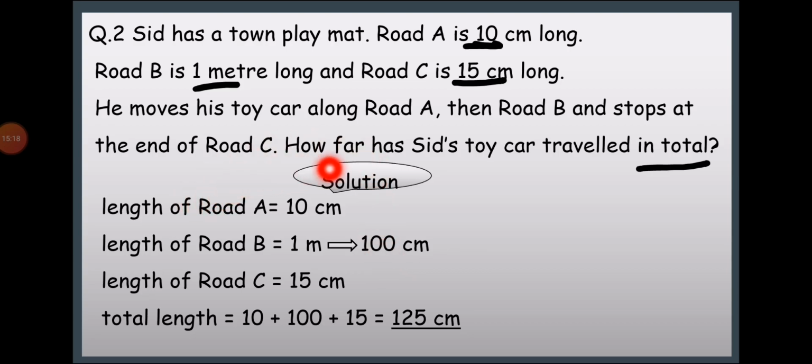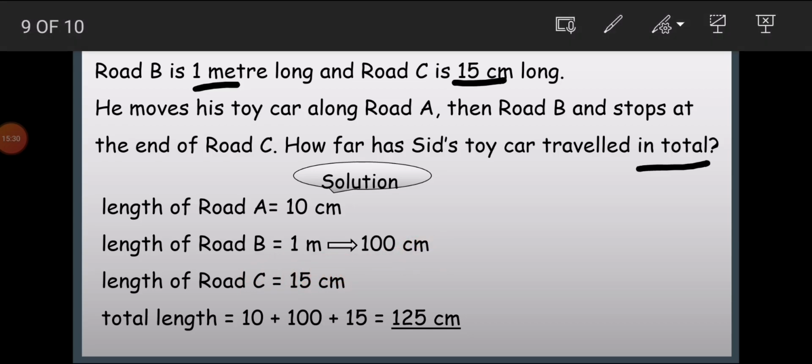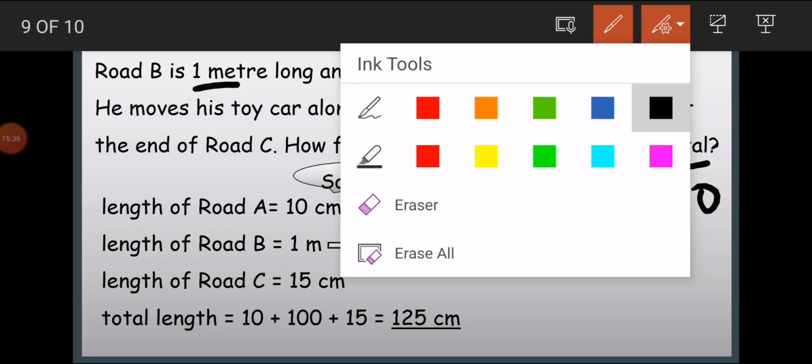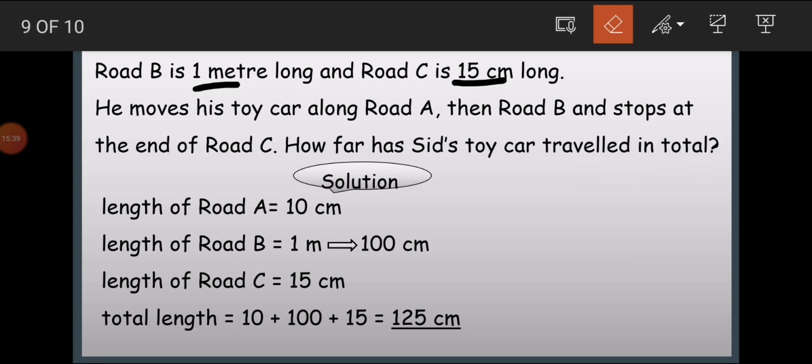First we write the third statement. That will be: total length is equal to, now we add all three numbers with addition signs. This is one addition number sentence: 10 plus 100 plus 15 is equal to. Now we will put the place value. I'm making a rough area here. Ones. Let me erase first. Now I'm writing ones, tens, hundreds.